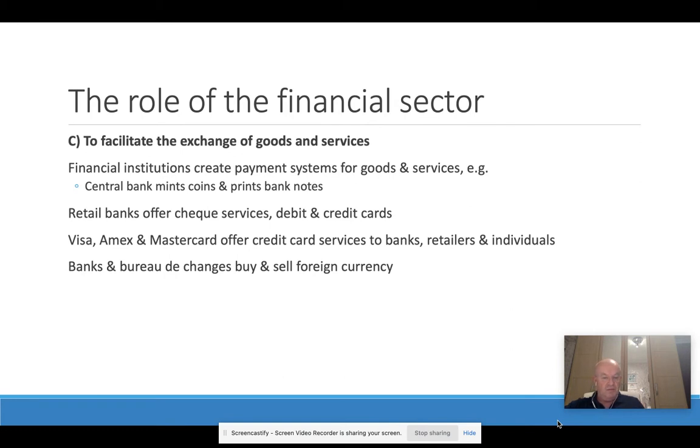We've also got a number of institutions like Visa, Amex and MasterCard that offer credit card services to banks, retailers and individuals. And we've also got banks and bureau de change that will buy and sell foreign currency. So again, each one of those things is designed to help encourage the exchange of goods and services, to make it easy for us to trade within a country, within an economy, but also with other parts of the world too.